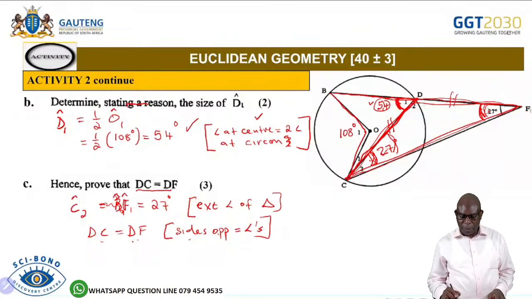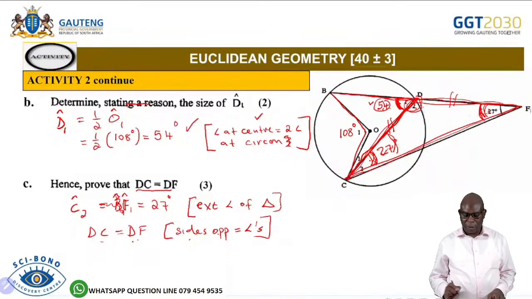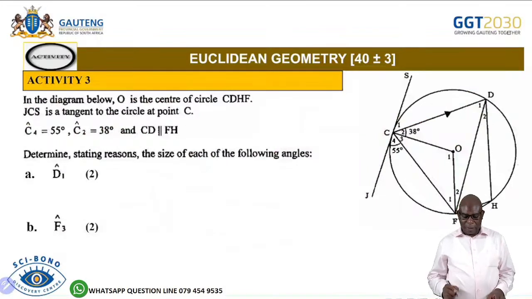The other way to do that would be to get this angle here. I can get D2. After getting D2, I can use the sum of angles in a triangle. So with 54, I can get that angle here, which is going to be 126. Then I can get the other angle to be 27. And there are 3 marks. One mark for this, one mark for that, and the two reasons give 2 marks, and the answer gives 1 mark.